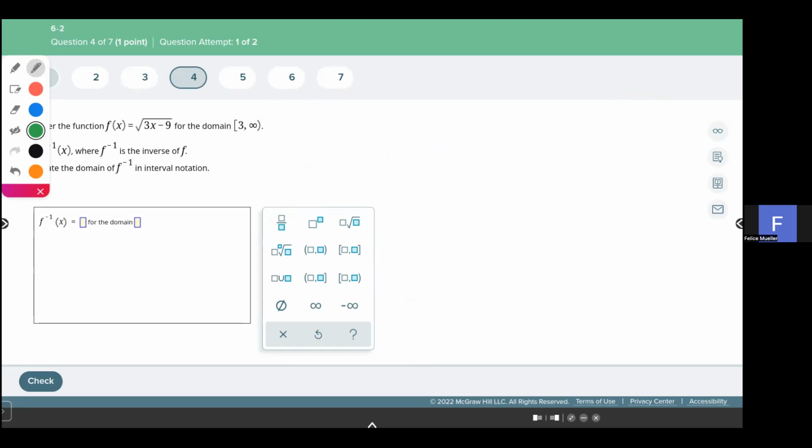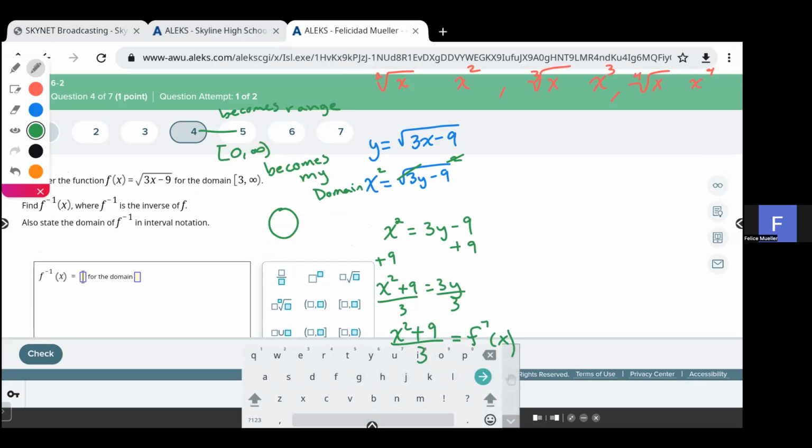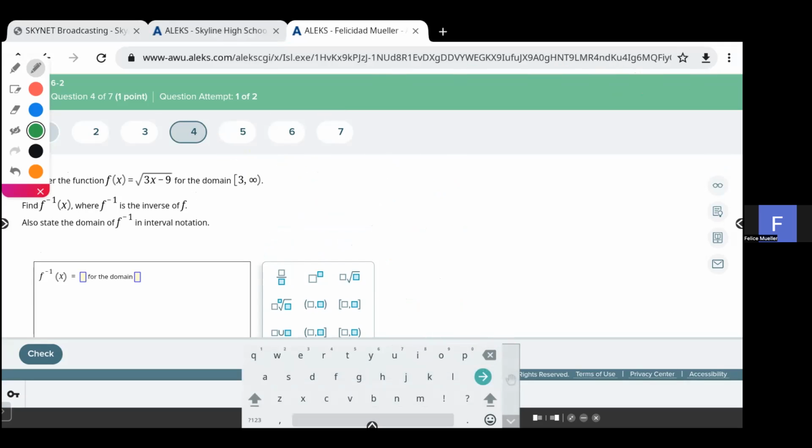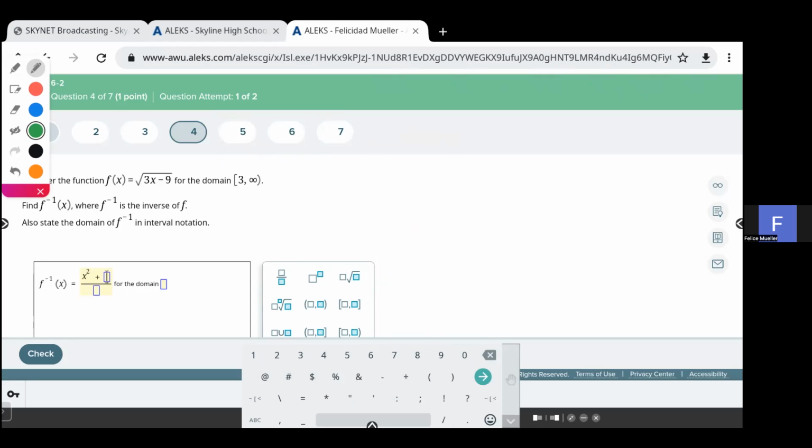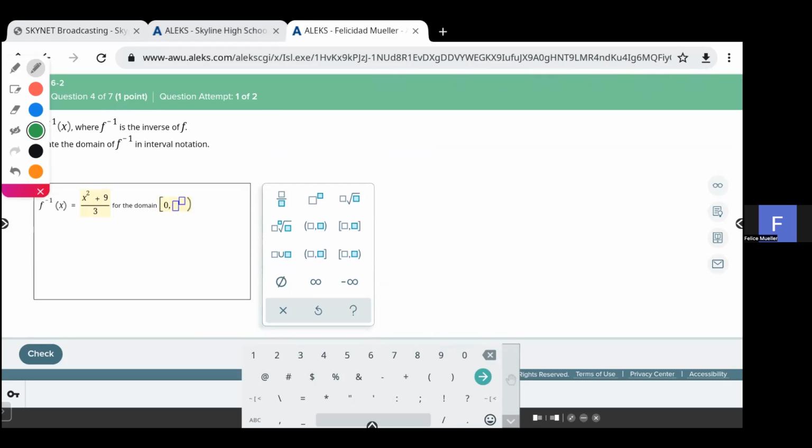So we said it was x squared plus 9 over 3. I'm going to write a fraction: x squared plus 9 all over 3. And then I'm going to look for a bracket parenthesis, which is here, and we're going to go from 0 to infinity.